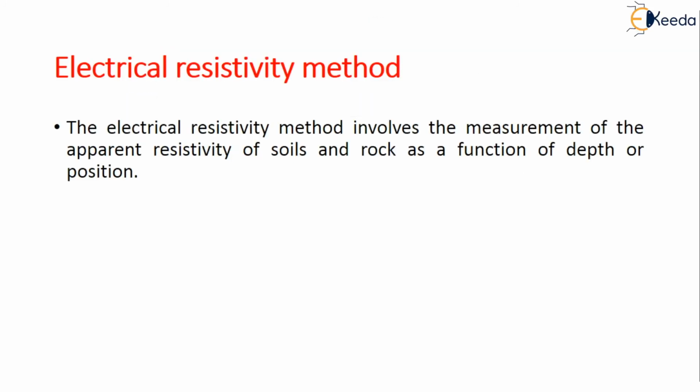Coming to the first method, that is the electrical resistivity method. This method mainly involves the measurement of the apparent resistivity of the soils and also the rock, as a function of depth or sometimes the position. Okay, this is what we do in the electrical resistivity method. We measure the resistivity of the rock, which is a function of the depth or the position.